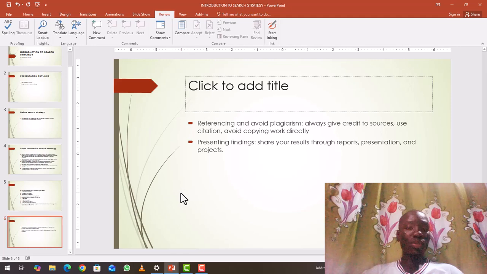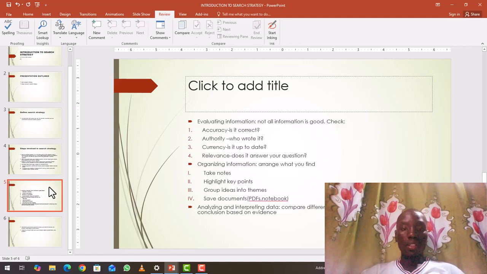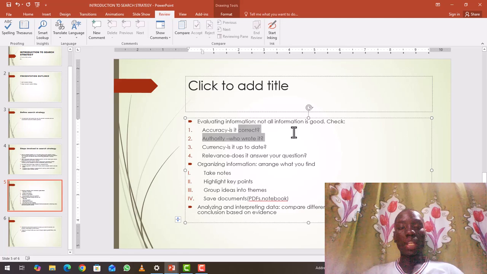And then as we move on, there's what we call evaluating information. After doing all those things, you need to evaluate, because not all information is good, but you need to check it. Check whether it has accuracy, authority, currency, and relevance. Accuracy: is it correct? Authority: who wrote it? Currency: is it up to date? And relevance: does it answer your questions? That is it about evaluating information.